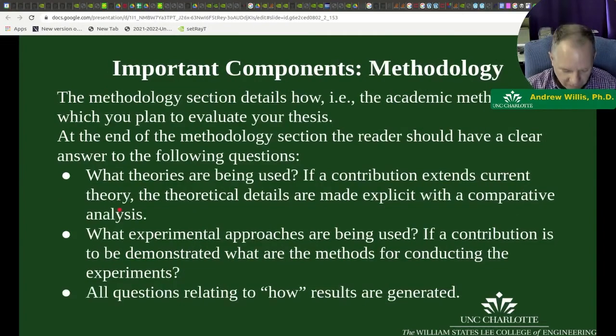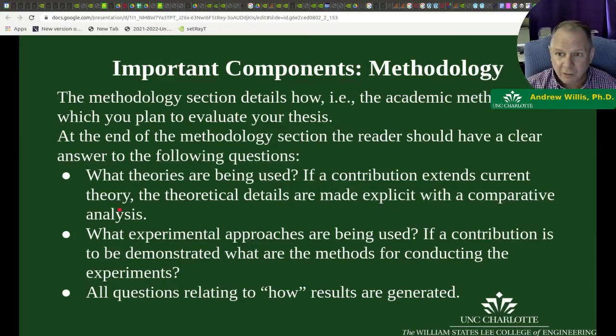Okay, so the third of 5 sections, this is the methodology section. The methodology section is how you're going to do this. So you have a thesis statement that describes what it is that you're trying to understand, or what question you're investigating, and why this question allows you to make some kind of a new academic contribution. The methodology is telling people how you're going to do that investigation.